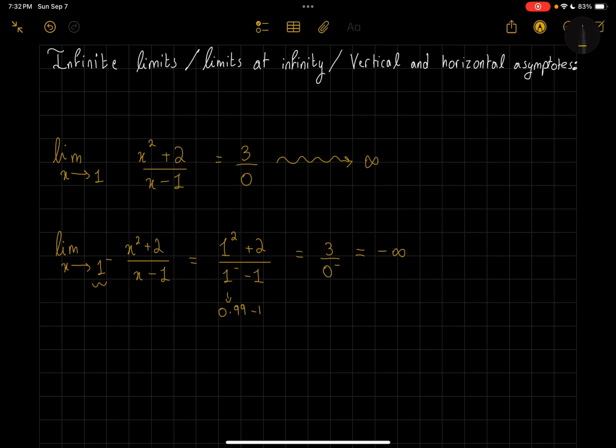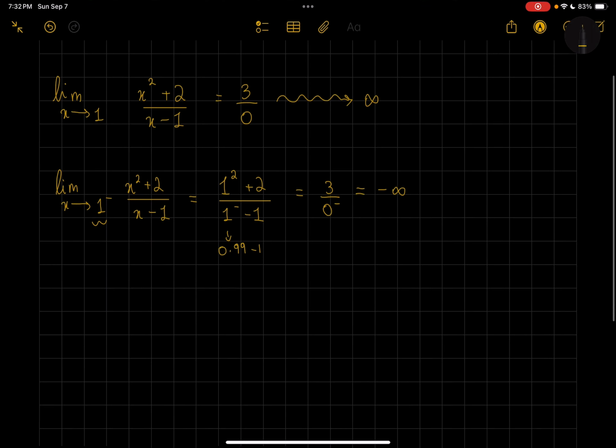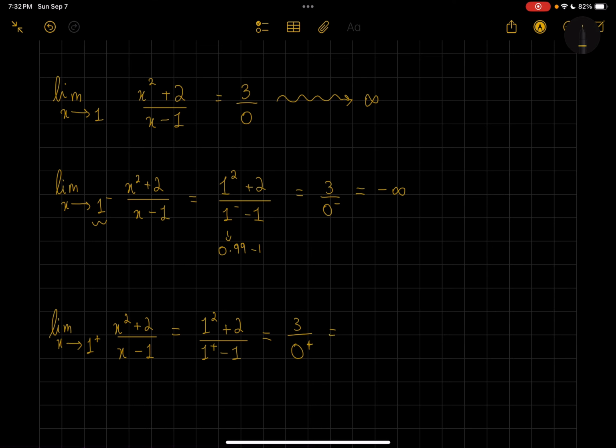which is going to lead me to negative infinity. Now, similarly speaking, limit as x tends to 1 plus of x squared plus 2 over x minus 1. Replace it. So we're going to have 1 plus 2 over 1 minus 1, which is going to be 3 over 0 plus this time. Now, 3 is a positive number and 0 plus is a positive number. Therefore, I will have positive infinity.